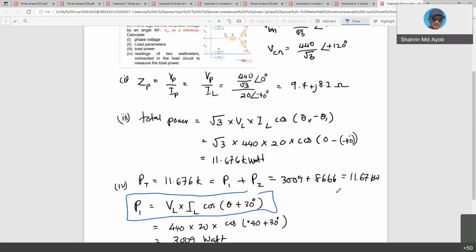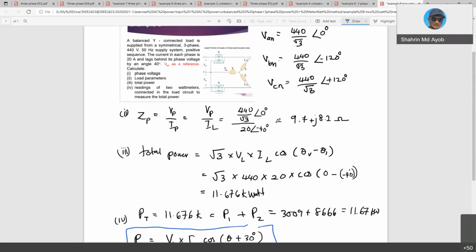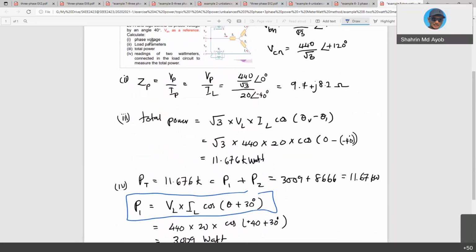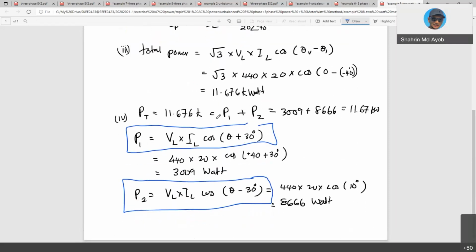So for this example, as you can see, I calculate the total power by using this formula, 11.676. And then the last question asks for the readings of the two wattmeters. What is P1 and what is P2? Your P1 reading based on these equations will give you these values, while P2 will give you these values. If I sum up P1 plus P2, it gives the same answer.